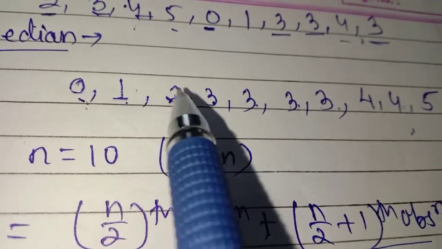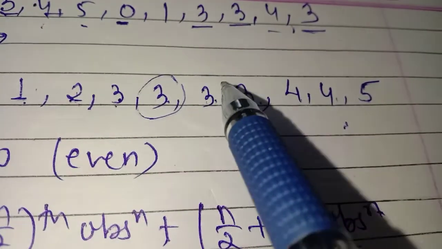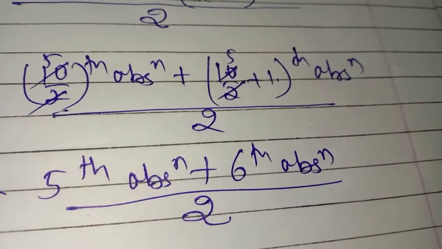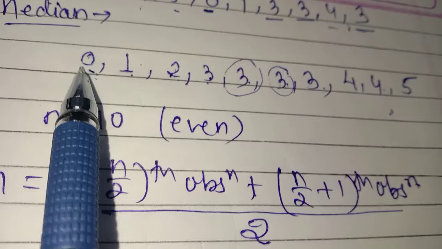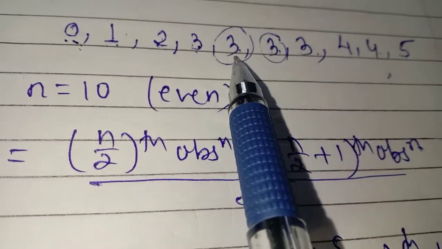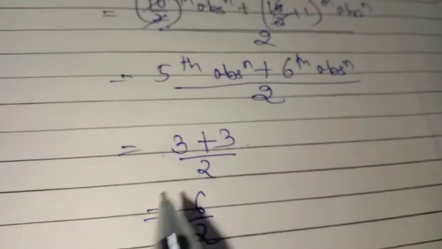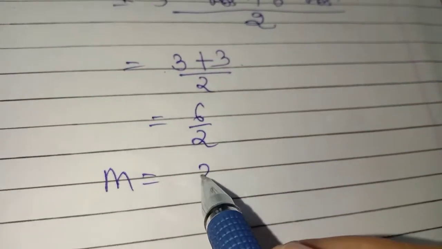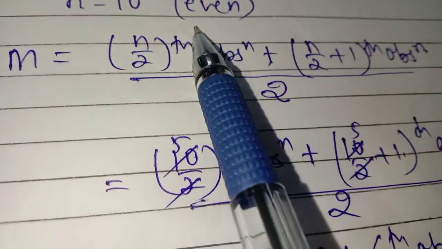Now, what is the 5th observation? Just count from here: 1, 2, 3, 4, 5. It is 3. And the 6th observation is again 3. So from where we got 3 and 3, you can see from here, the 5th observation is 3 and the 6th one is 3. So it is 6 by 2. So the median is M is equal to 3. Clear? So why am I using this formula? Because n is equal to 10, which is even.